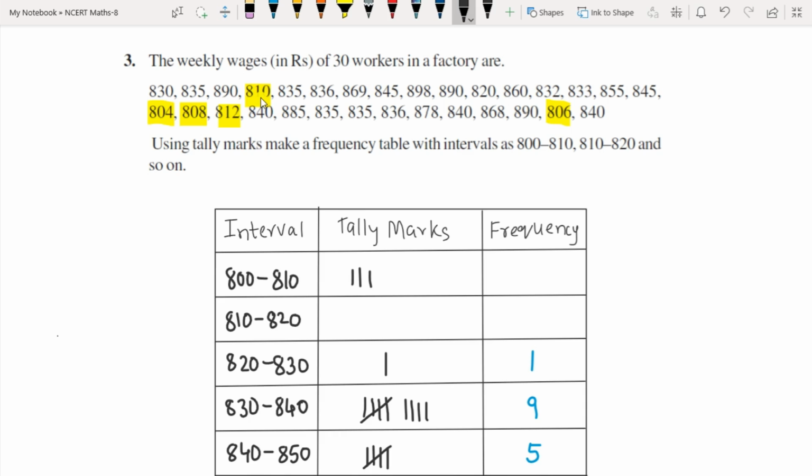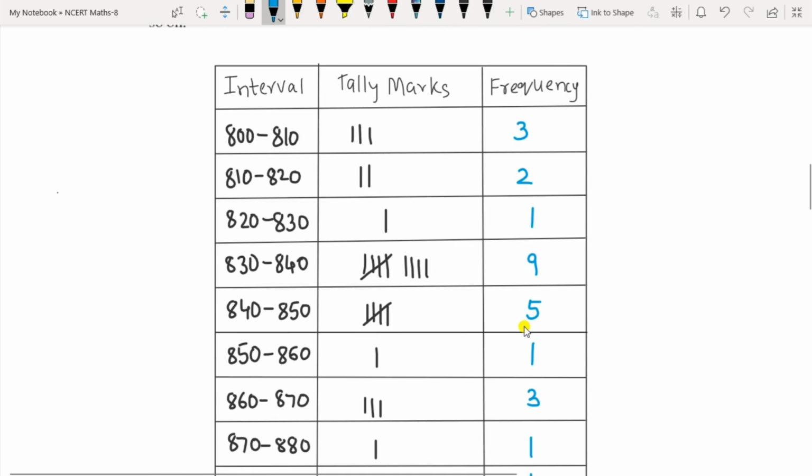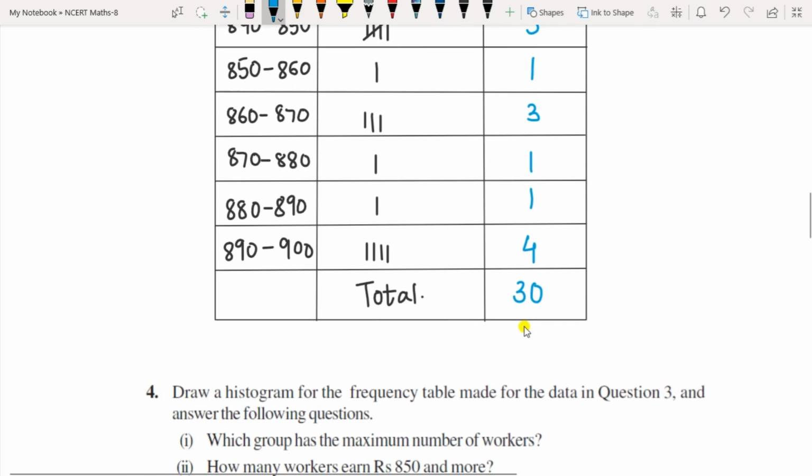Okay, and from 810 to 820. So 810 will come in this class interval and not in this one. So 810 and 812. There are only two numbers, two wages in the class interval of 810 to 820. So then you have to write it here that this is 3 and this is 2. In such a way you have to do the rest of them and then you have to count the total. So the total you are getting is 30 here, as it was mentioned in the question.